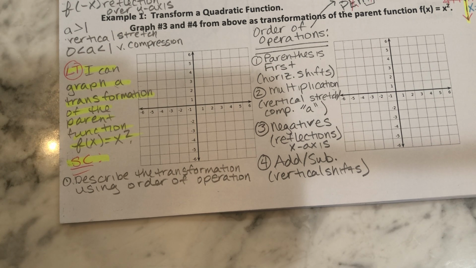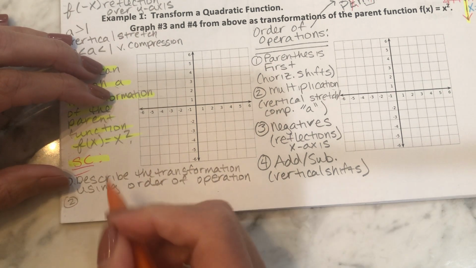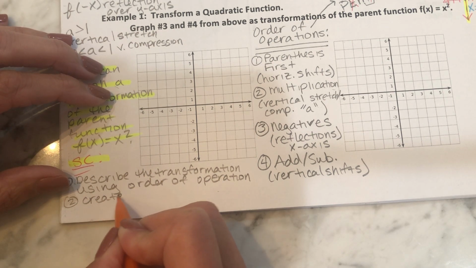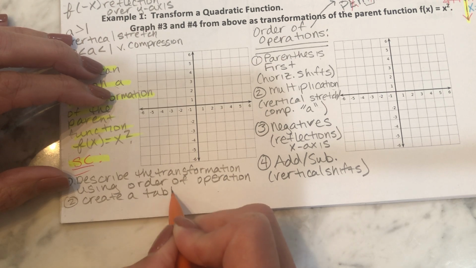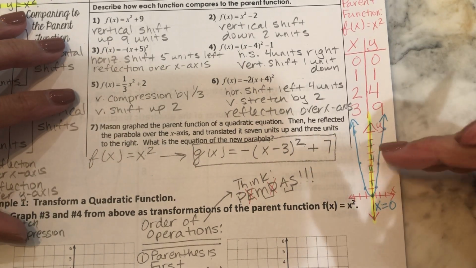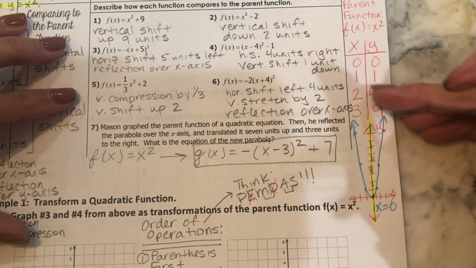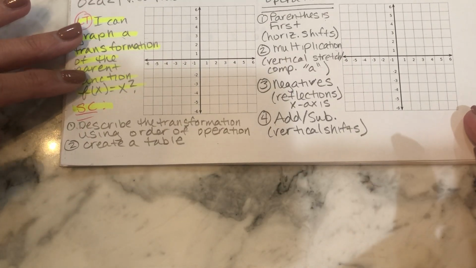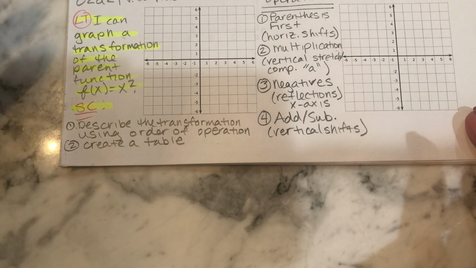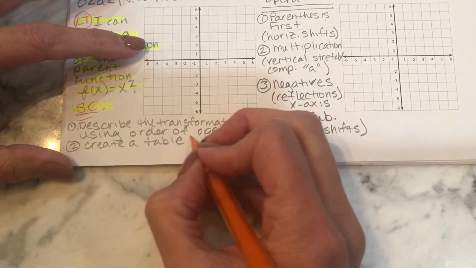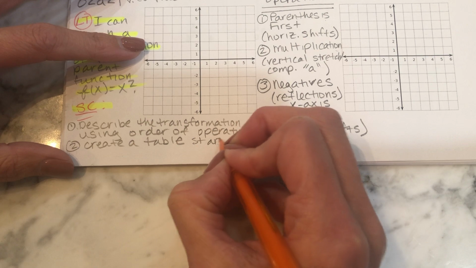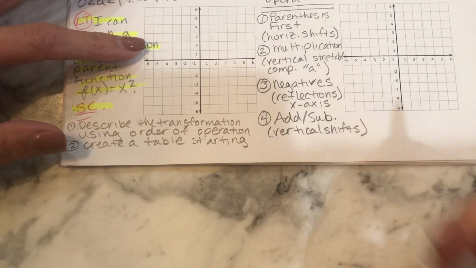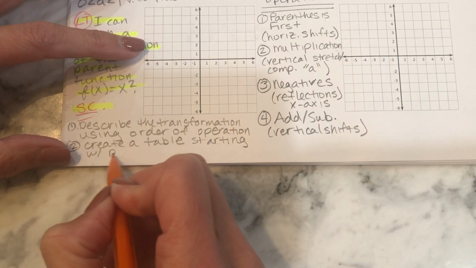And then to find the specific points of the graph, we need to make a table. So step 2, we're going to create a table, just like what we did at the very beginning of the video when we were sketching the parent function here. We made a table of x and y values. So we're going to do that to find our specific values. And when we create this table, we're going to start with the parent function in the middle.